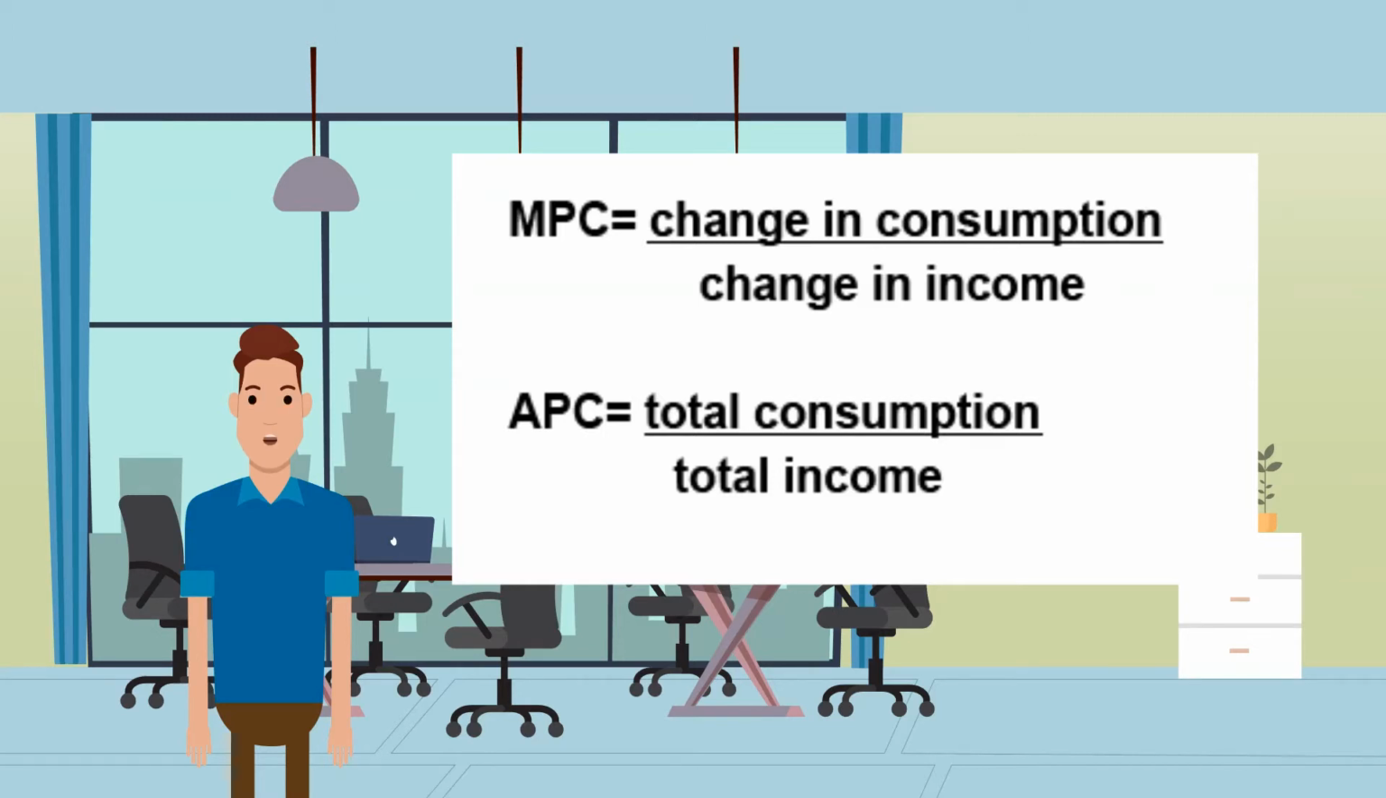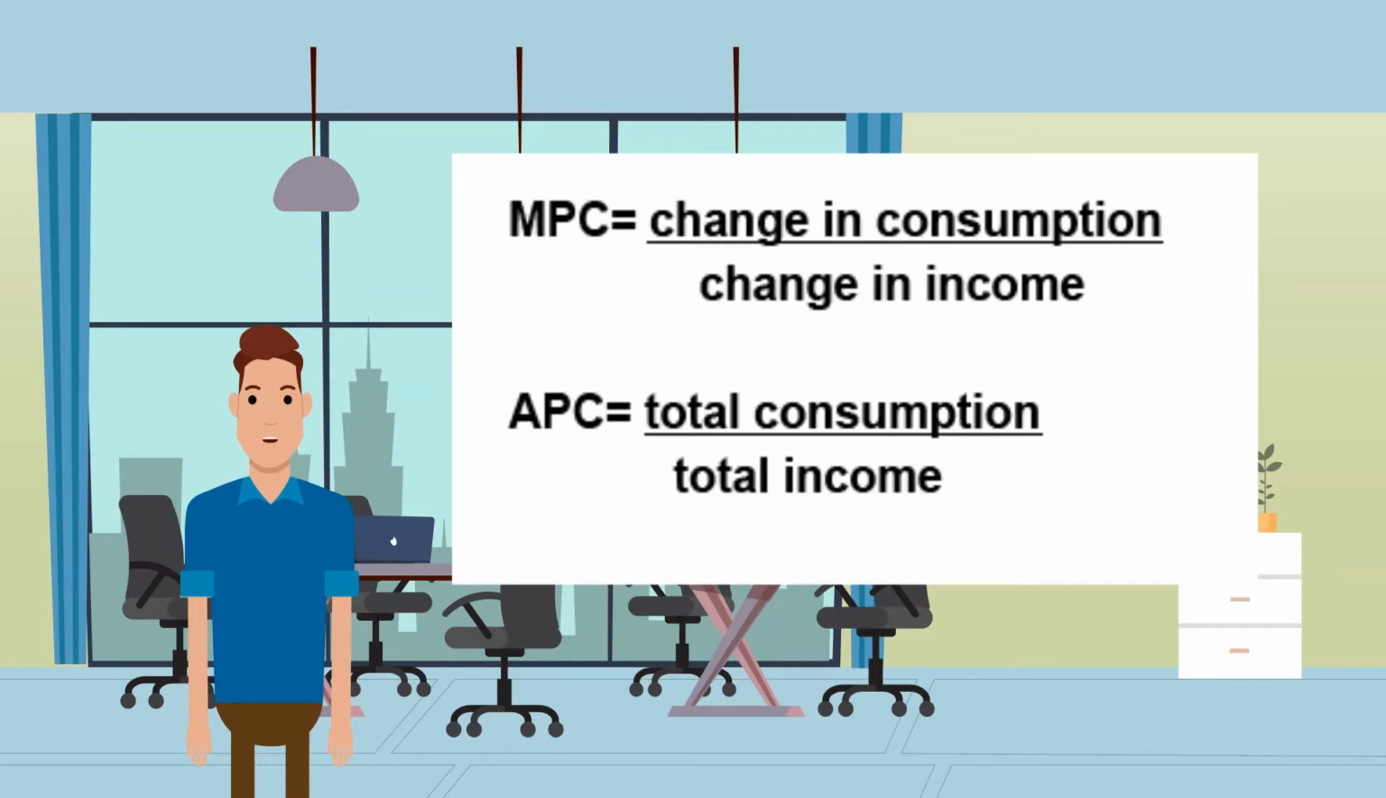Some people will have an MPC of more than 1 as they use borrowing or savings to fulfill the demand for goods which is higher than their increase in income. Poorer people tend to have a higher MPC as they are likely to spend much more of their increase in income, whilst richer people are more likely to save it.